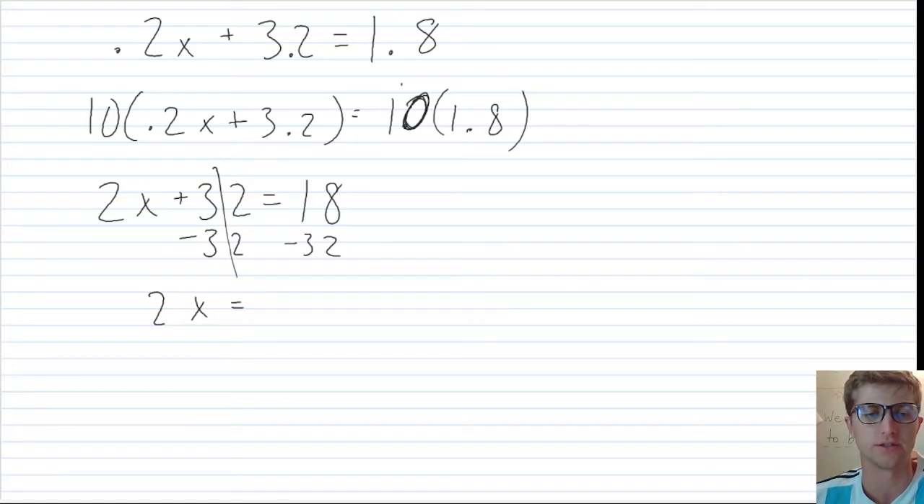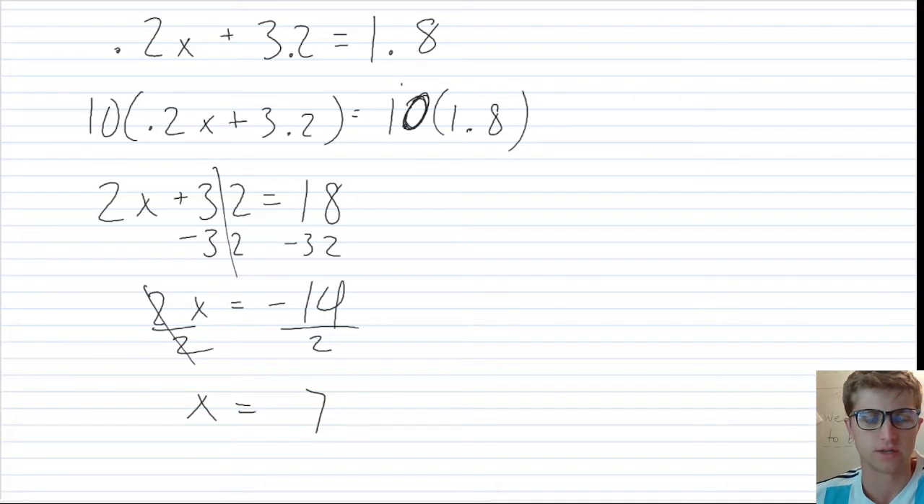18 minus 32 gives us negative 14. Divide by 2, and what we do to one side, we'll do to the other. We got x. 14 divided by 2 is 7. We have one negative, which means it's negative. x equals negative 7. Now, that's how we would do it.